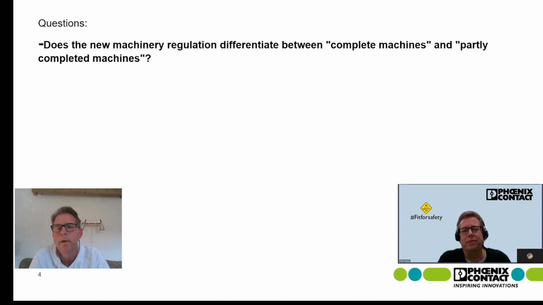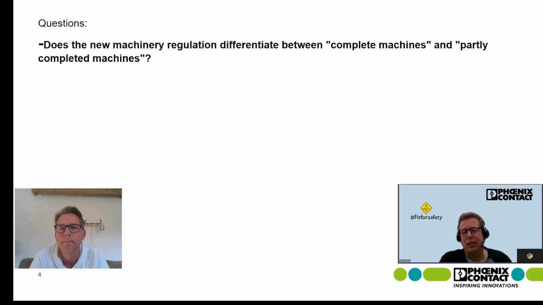That's the idea behind it. But if I have a machine that's doing thing X, whatever it is, and I have to buy a special feeder for this machine, would this feeder be a partly completed machine? That can be an example? Yes, right. The question is then what kind of information needs to be provided by the supplier of this partly completed machine, and that was not 100% clear in the past.